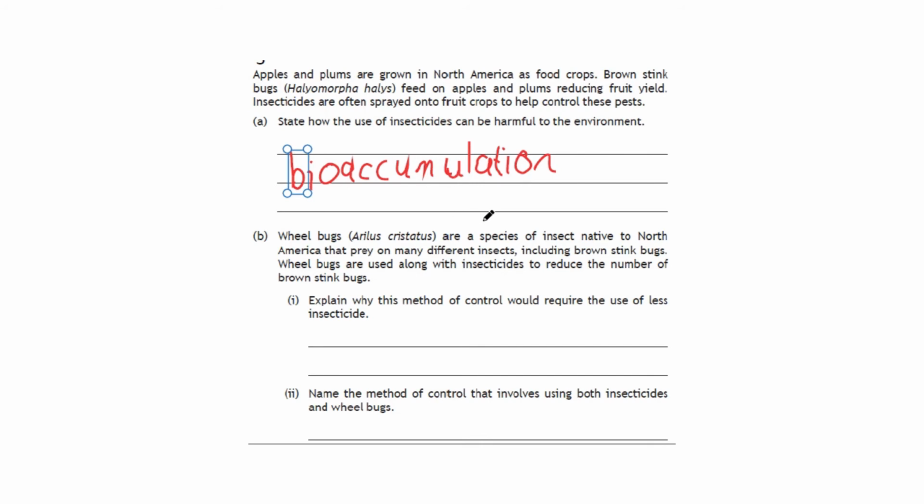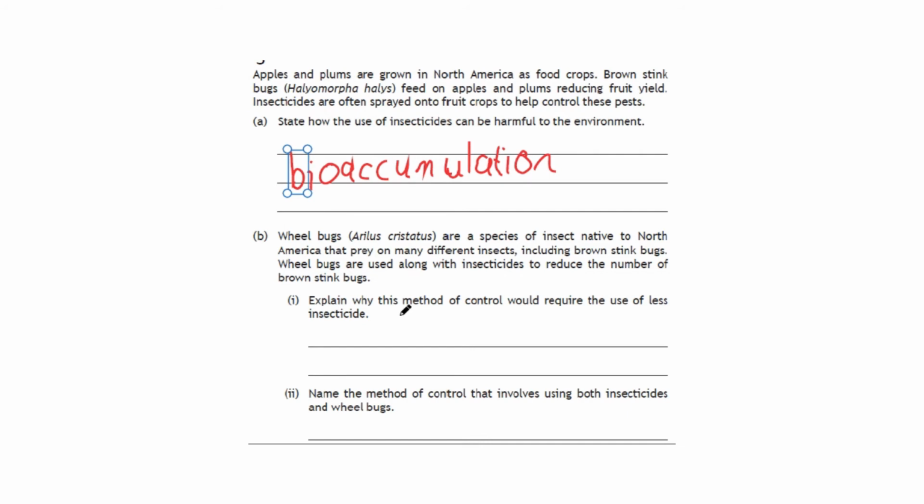Wheel bugs are a species of insect native to North America that prey on many different insects, including brown stink bugs. So remember, the brown stink bugs feed on the apples, which reduces fruit yield, so we don't like them, but the wheel bugs feed on them. Wheel bugs are used along with insecticides to reduce the number of brown stink bugs. Explain why this method of control would require the use of less insecticide.